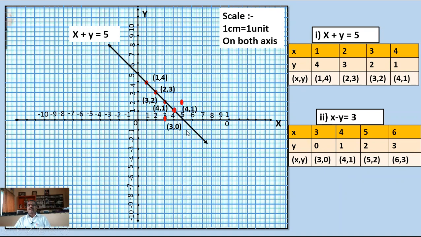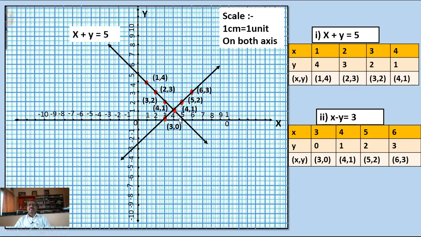Third point is (5, 2). X coordinate is 5, y coordinate is 2, (5, 2). And (6, 3). X coordinate is 6, y coordinate is 3. Then we get this point (6, 3). A line passing through all the points, then we get a straight line. The straight line is the graph of the equation x minus y is equal to 3.